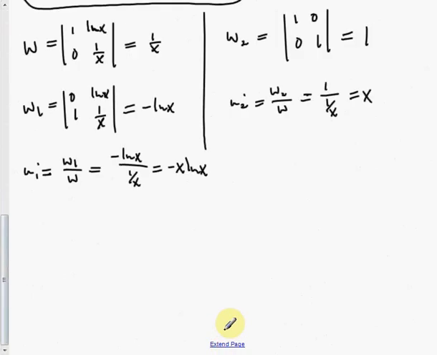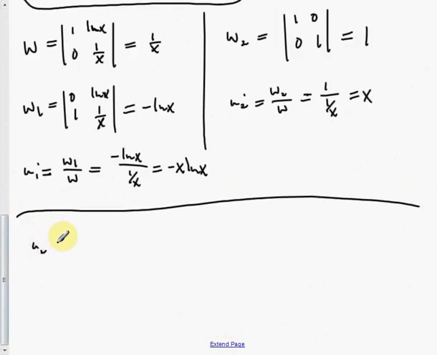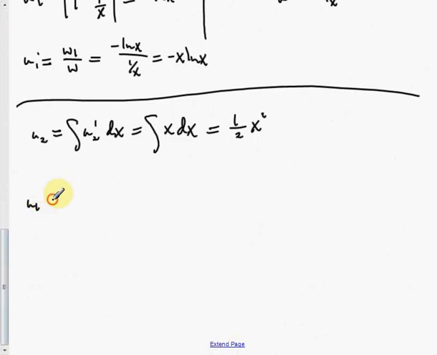Now, let's come here. Let me get the u sub 2 first. It's easy to get that guy. So this is the integral of u sub 2 prime dx. So this is the integral of x dx, which is 1/2 x squared. That's all we need for that one. U sub 1 is the integral of u sub 1 prime dx. So this is negative integral of x natural log of x dx.